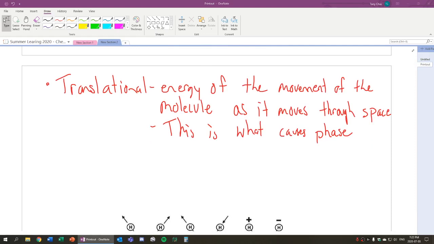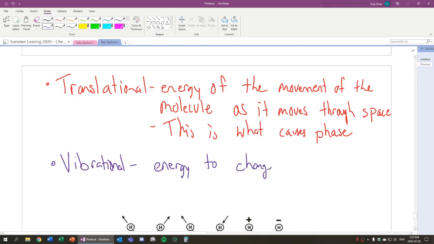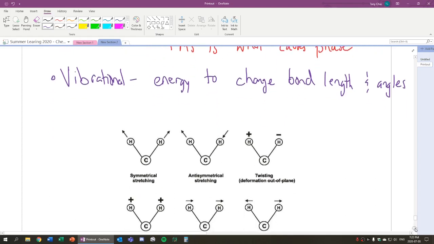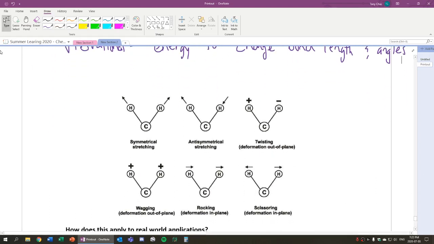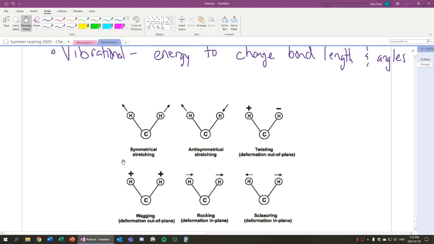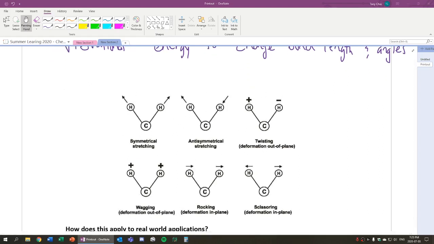The last type we're going to talk about is vibrational. And vibrational kinetic energy is energy to change the molecule's bond length. But not only is it used to change bond length, it's also used to change its angles as well. So we're going to go into detail about what that means. So let's look at the first example, these 6 examples. We have a 3 atom molecule here. Imagine it's a CH2, for example. So there's 6 different ways that this can occur in terms of how it could vibrate.